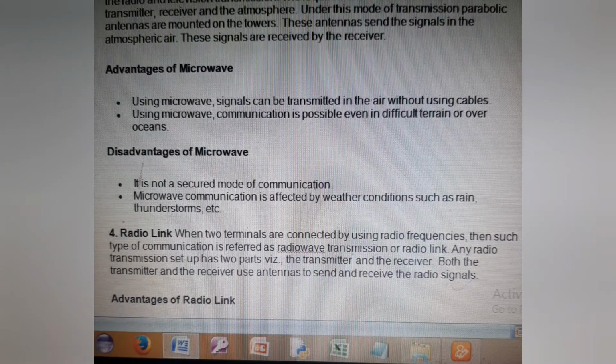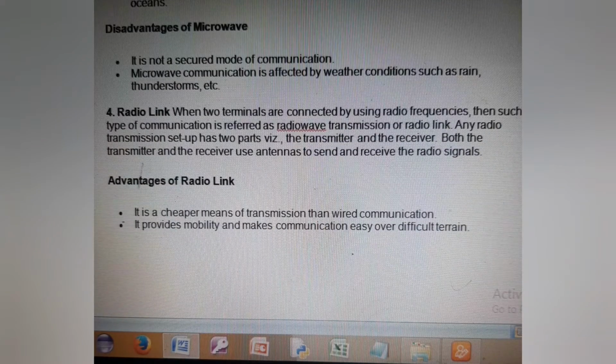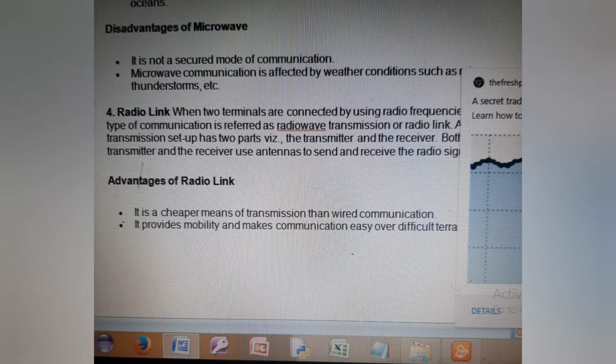Fourth is radio link. Now in radio link, when two terminals are connected by using radio frequencies, then such type of communication is radio link. So here there are two parts required, the transmitter and the receiver. While in the microwave we were seeing we need transmitter, receiver and the atmosphere. Now here both the transmitter and receiver use antennas to send and receive the radio signals. They both should have their own antennas.